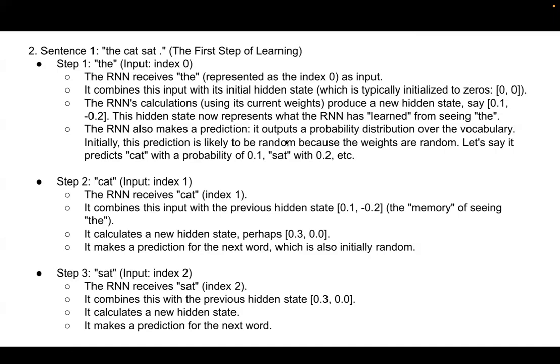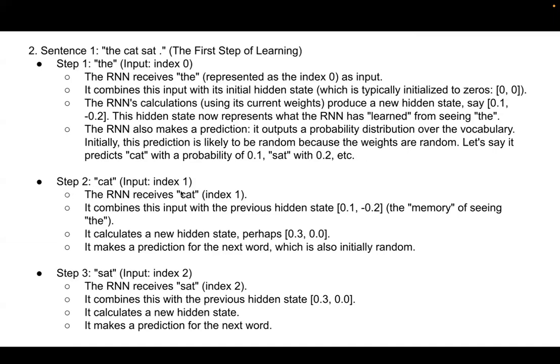Now, the RNN also makes a prediction here. So let's continue our example. It outputs the probability distribution over the vocabulary. So initially, everything is random. Okay, so let's say it predicts cat with a probability of 0.1 and sat with a probability of 0.2.